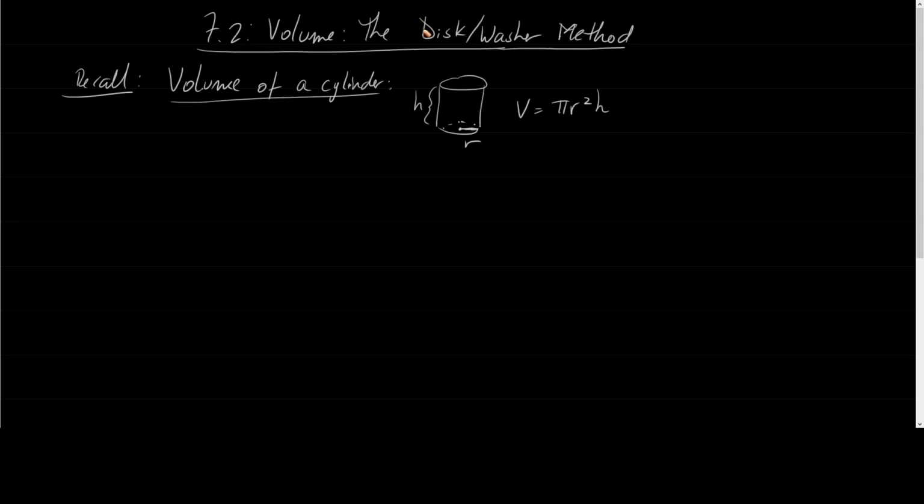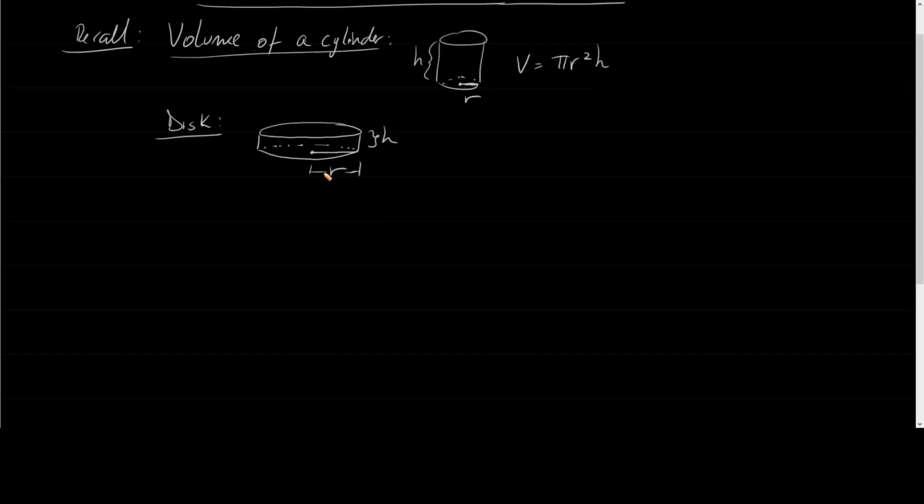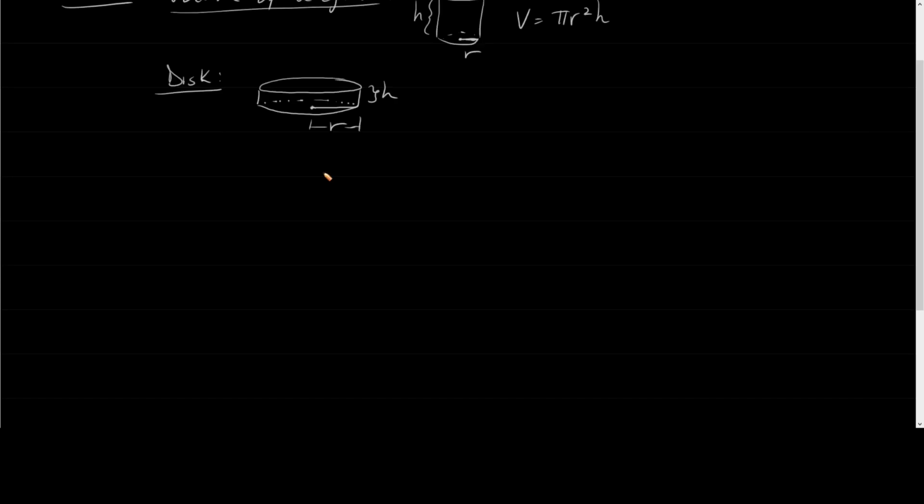Now let's consider what a disk is. A disk is just a very flat cylinder. All right, perhaps I'll draw that bigger. So it is a very flat cylinder. All right, and here this is the height, and similarly this is the radius, right? So we're going to be using this idea of the volume of a disk to figure out some volumes here.